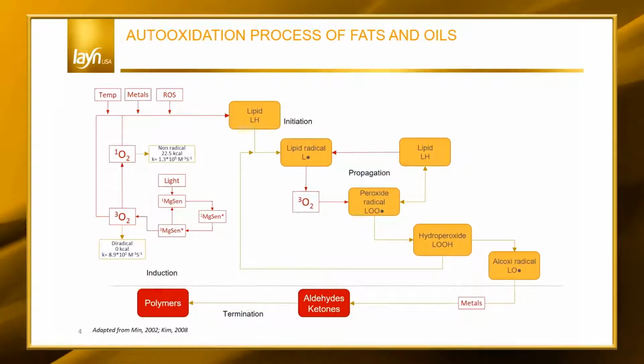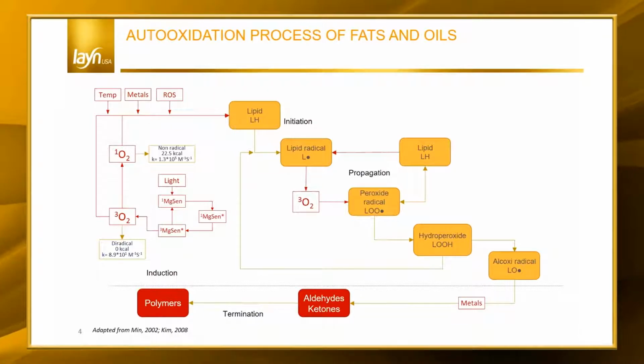Ground state oxygen, also called triplet oxygen, can interact with some lipids with the aid of temperature, metals, or reactive oxygen species, or in some cases, due to light and some sensitizers containing metals, it can be turned into singlet oxygen. Singlet oxygen is able to react with lipids 1,000 times faster than ground state oxygen. Once the lipid has been destabilized, it is transformed into a lipid radical.